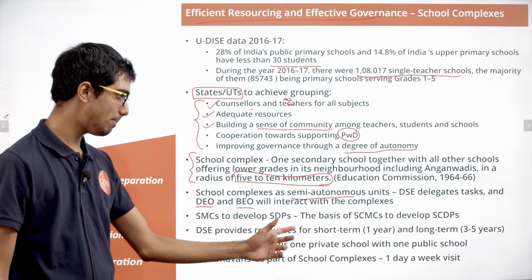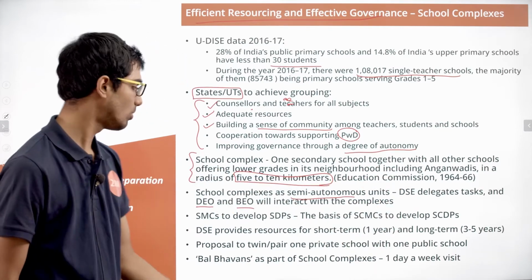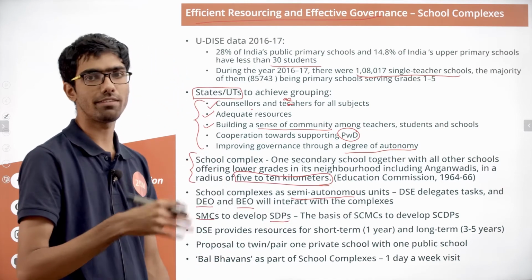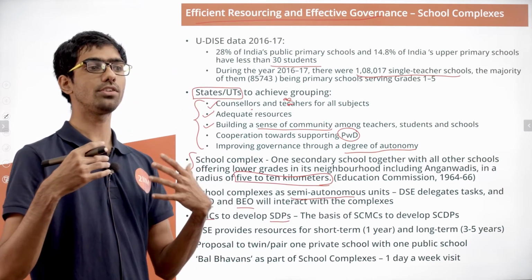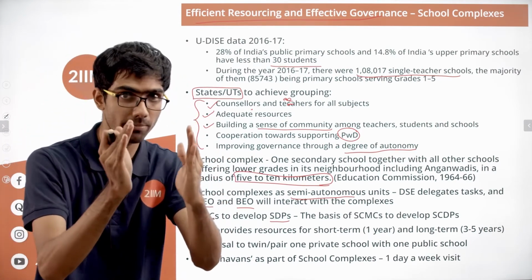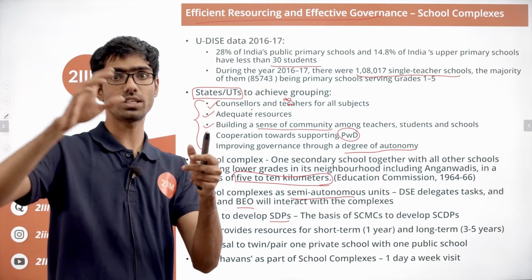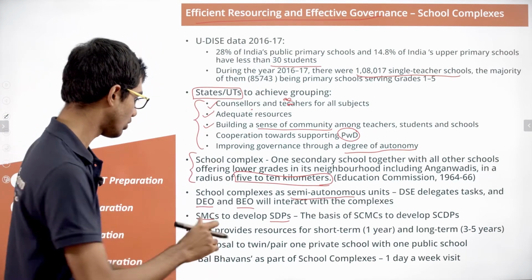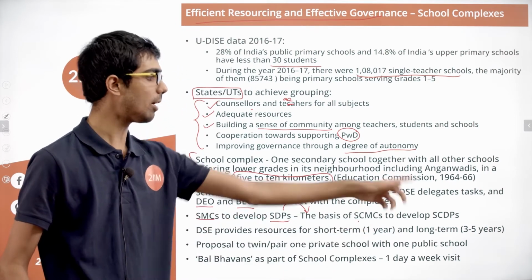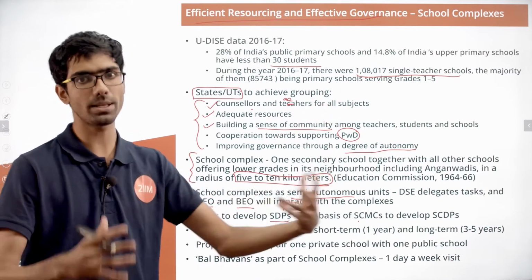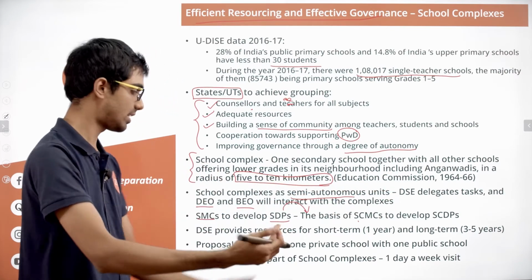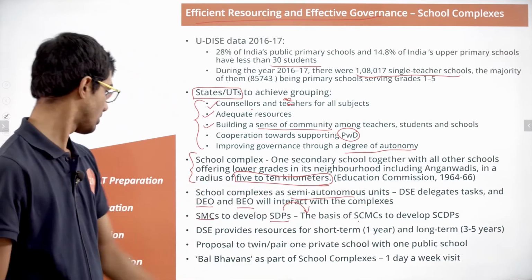So SMCs develop SDPs, on the basis of which SCMCs develop SCDPs. What does this mean? SMC is School Management Committee, SDP is School Development Plan. The School Development Plan is of two types, short-term plan and long-term plan. What the school wants to achieve in one academic year forms the short-term plan. What the school wants to achieve over 3 to 5 years is the long-term plan. So the individual schools will develop school development plans, which will then come together in the school complex management committees, forming their own complex development plans. Yeah, and then the DSC is going to be the supervisory authority. They will provide resources for short term and long term.